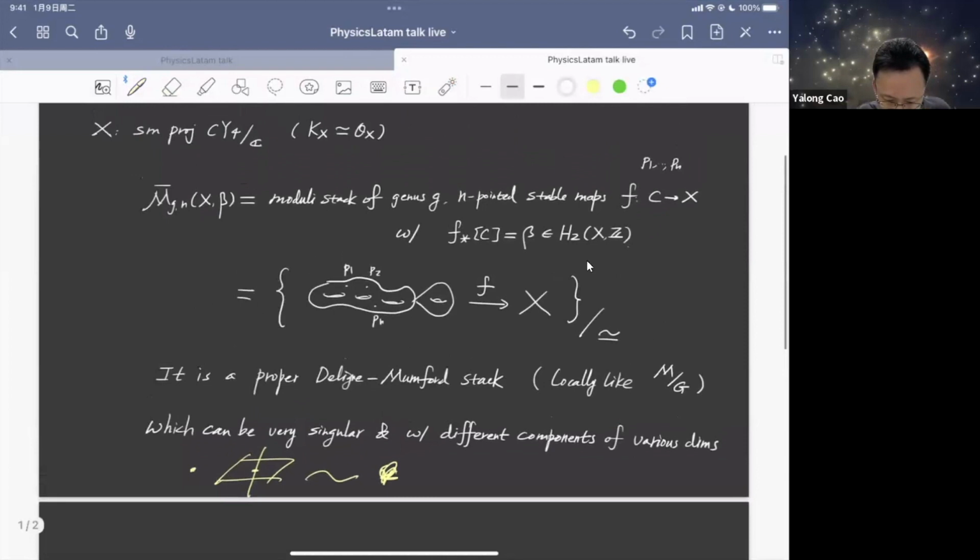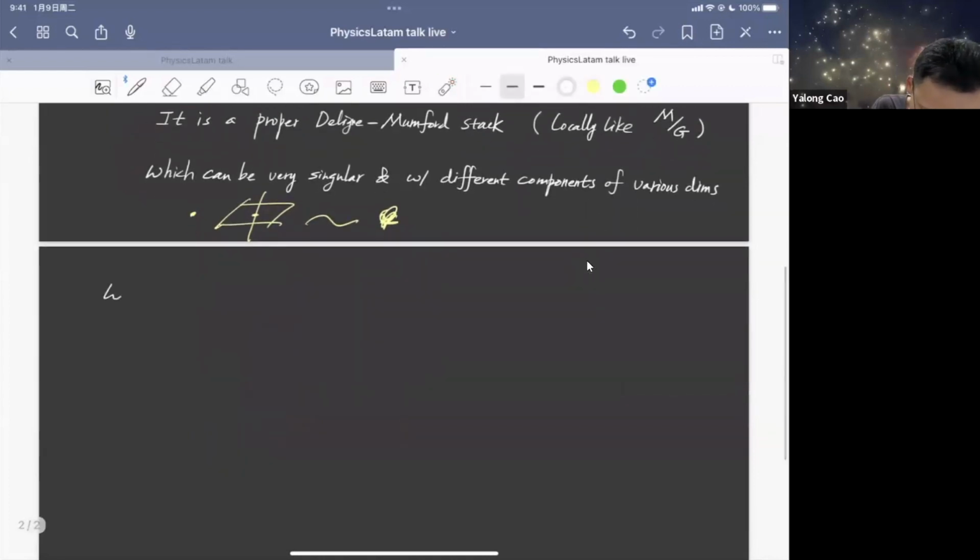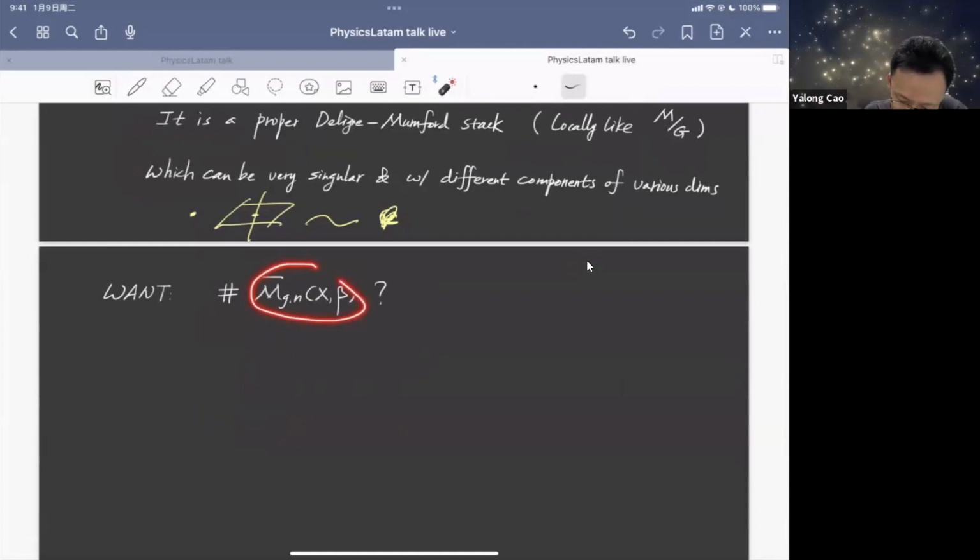So now the thing is that we want to count the number of points in this moduli space. So what do we want? We want to count this space. So what do we mean by count? So let's pretend that this is a zero-dimensional set. Because it's already compact, it can only be a finite number of points. So this count will be just a counting of this finite number of points.